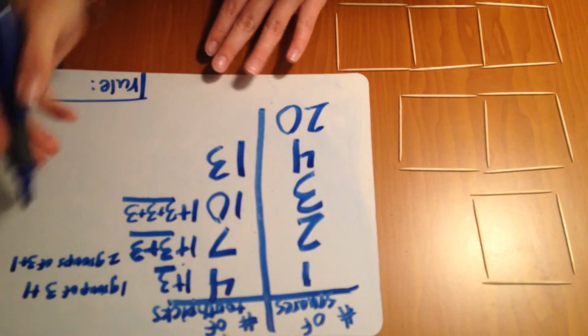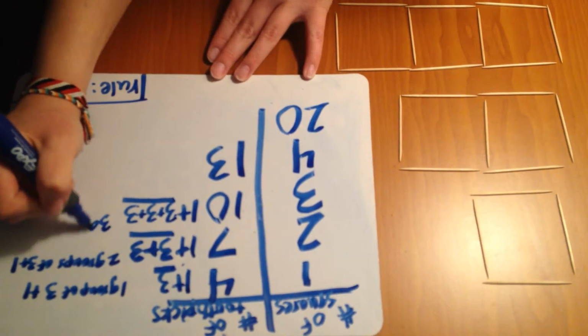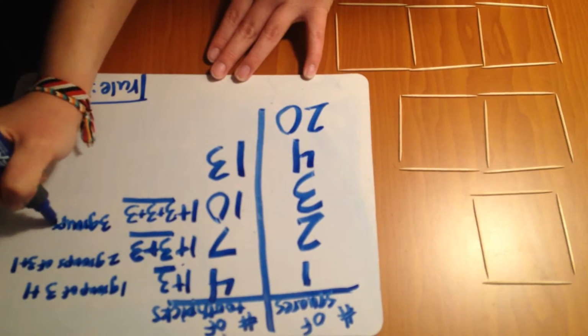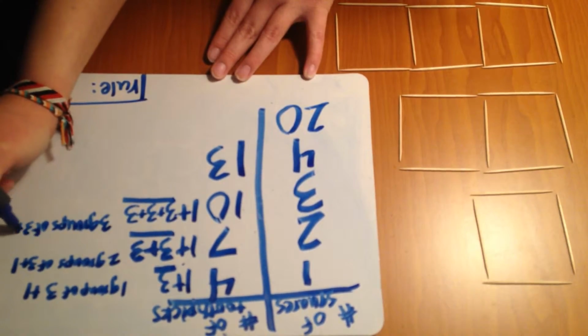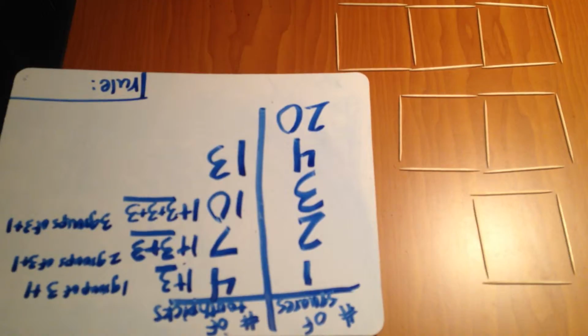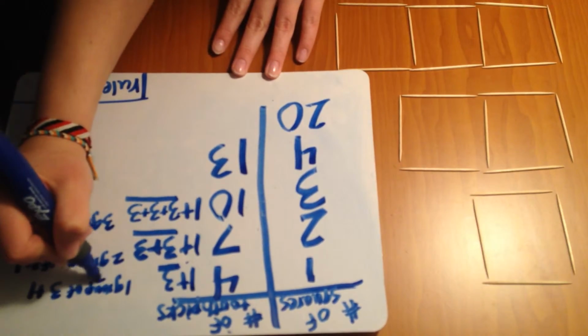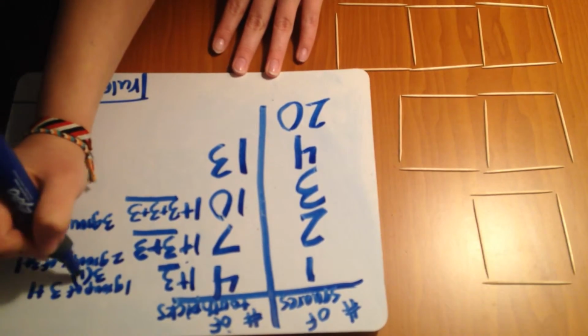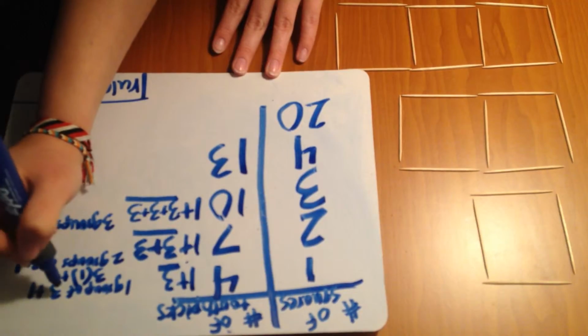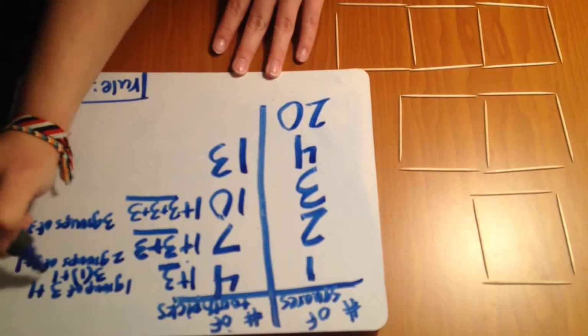And then here for my 3 squares, I have 3 groups of 3 plus 1. And when I hear groups, I automatically think of multiplication. And I know that one group of 3 is the same as saying 3 times 1, because I have one group, is the same as one group of 3, and then I'm going to add my 1.